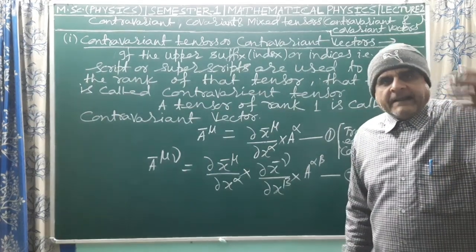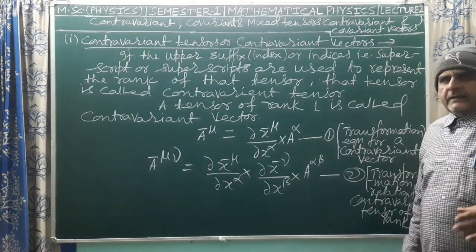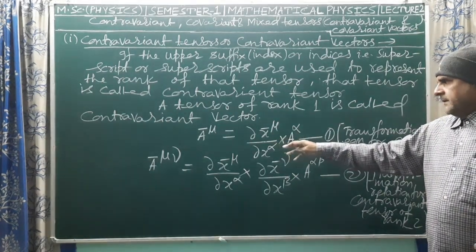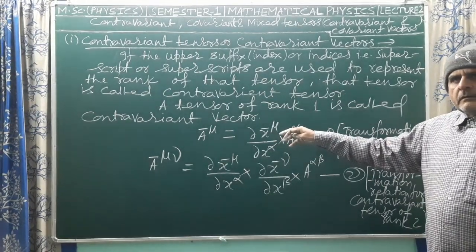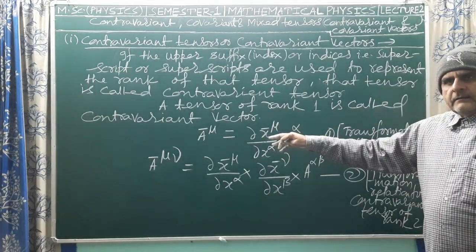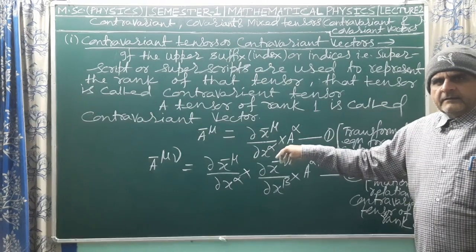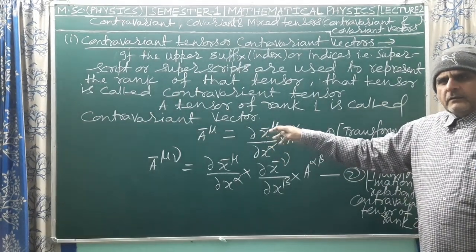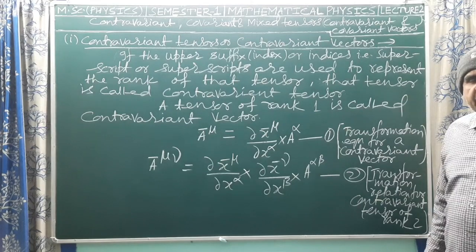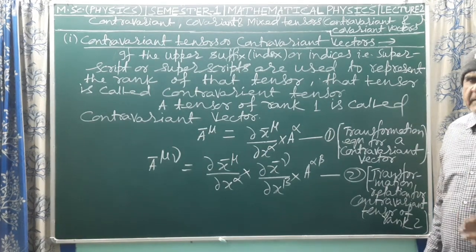एंड कंट्रावेरिएंट टेंसर ऑफ रैंक 1 इज कॉल्ड कंट्रावेरिएंट वेक्टर, जिसके लिए हमने रिलेशन इक्वेशन 1 में ट्रांसफॉर्मेशन रिलेशन को एक्सप्रेस किया, जो कि पार्शियल डिफरेंशिएशन से होता है। कंट्रावेरिएंट और ऑल्सो कोवेरिएंट वेक्टर्स और टेंसर के कंपोनेंट्स कोऑर्डिनेट सिस्टम्स के पार्शियल डिफरेंशिएशन के जैसा ट्रांसफॉर्म होते हैं.